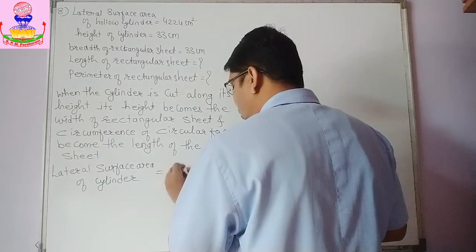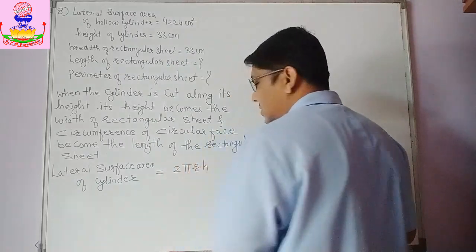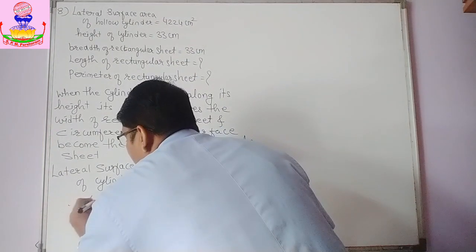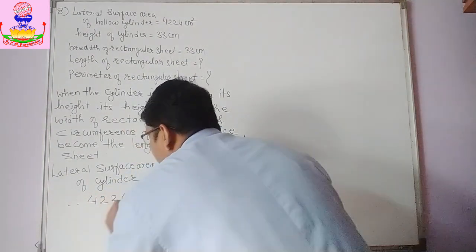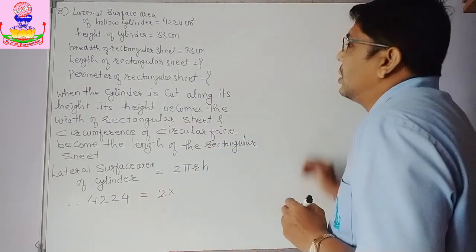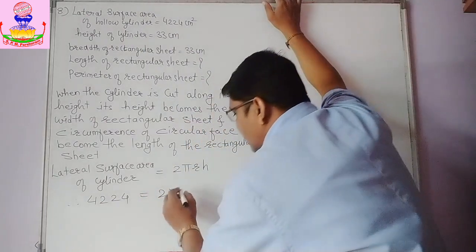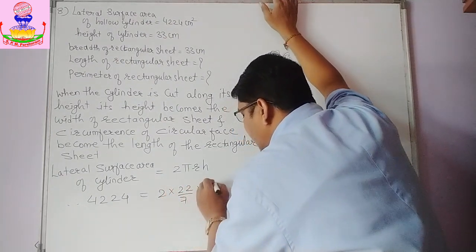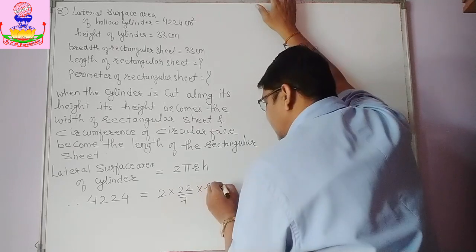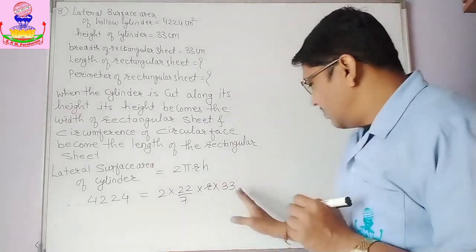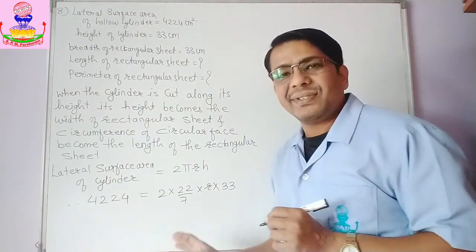What is the formula? Yes, 2 pi r h. Now, do I know this lateral surface area? Yes, I know that. 4224. That is equal to 2 into... Now see, I don't know the radius. So, 22 upon 7 into r into height. Height is 33. Okay. Now, bring this to the other side.